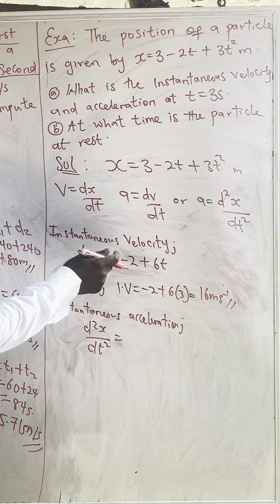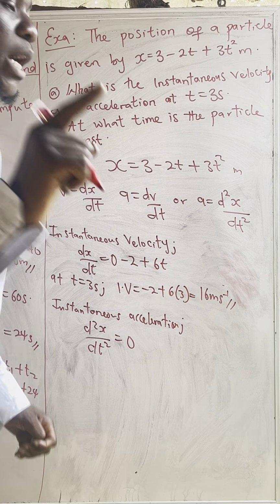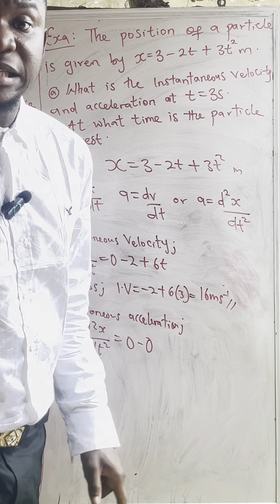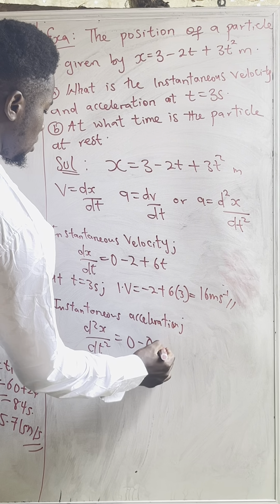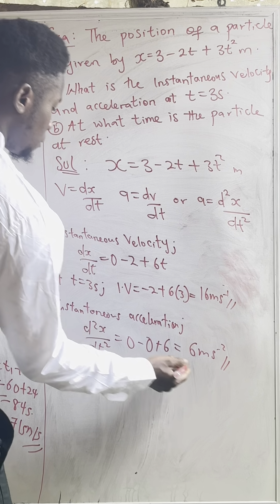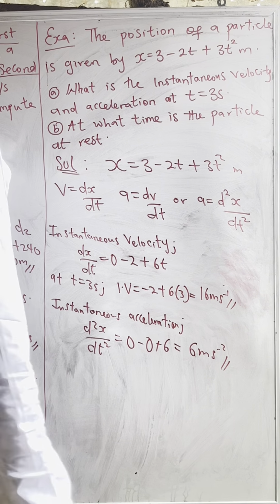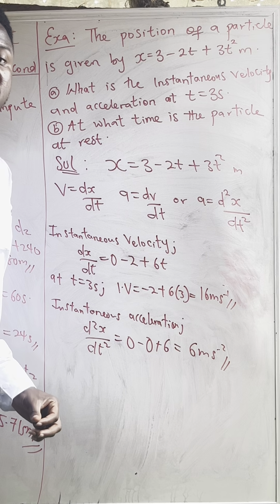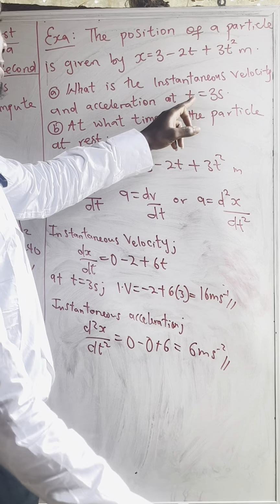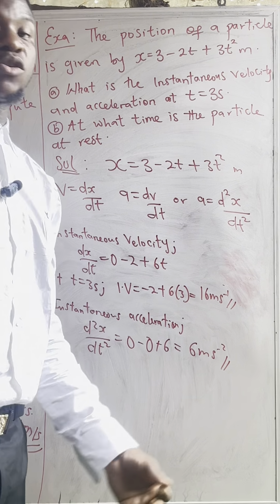Are you there? So the differentiation of 0 will still be 0. Don't forget, the differentiation of a constant number will always be what? 0. So the differentiation of 2 will also be what? 0. But the differentiation of 6t will be what? Will be 6. So the answer for my instantaneous acceleration is what? 6 meter per second square. So the answer is 6 meter per second square. But they say that I should calculate it at t equals 3 seconds. If after I do the second derivative, I have t here, I would have substituted the t inside it. But since there is no t, that is why my answer will be 6 meter per second square.